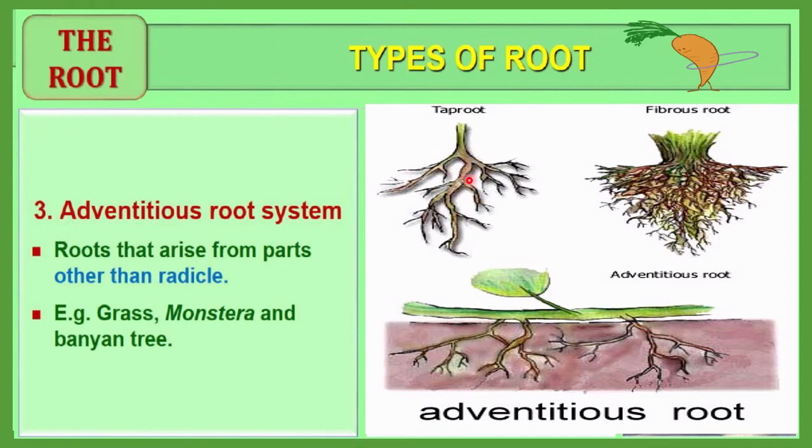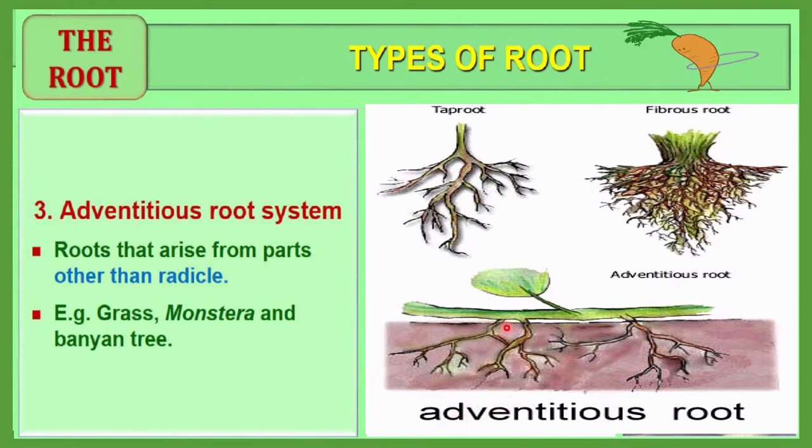This is the taproot system. The main root will be very thick. Then you can see the branches will be narrow, and further branches will be narrower still. And here you can see all look like similar structures. All of them have similar length and thickness. And here you can see from the stem, this one is not a radicle, though roots have developed. So from the stem a root system is developed, and such a root system is called the adventitious root system.